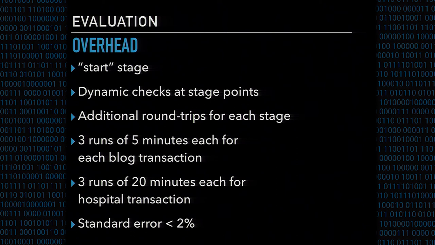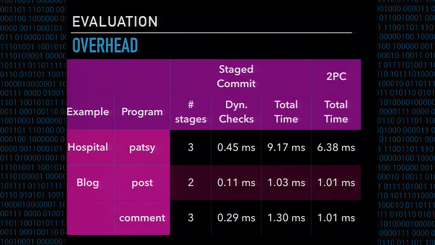For each blog transaction, we ran three runs of 5 minutes each, looping each transaction over and over and over to see how fast it goes. And for Patsy's hospital transaction, we ran 20-minute runs. These are the times that they took, in the absence of any kind of contention or any added network delay, with about a 2% standard error.